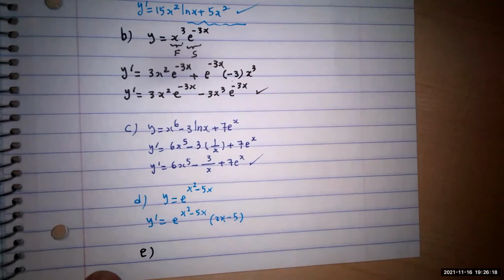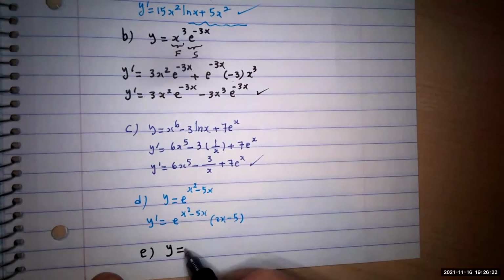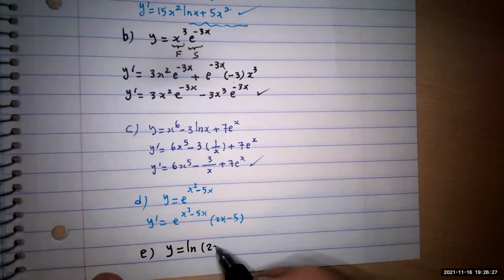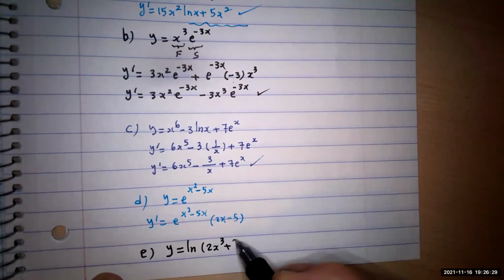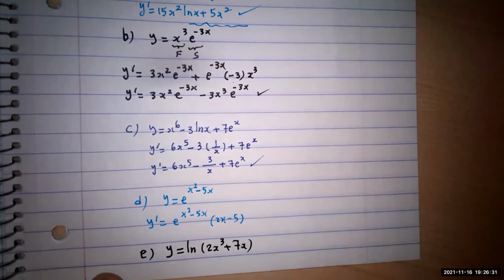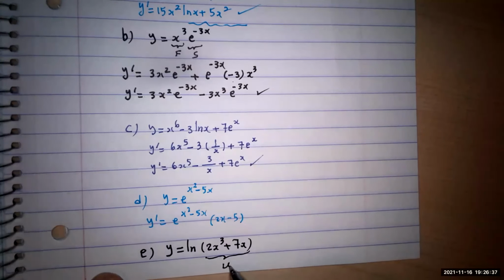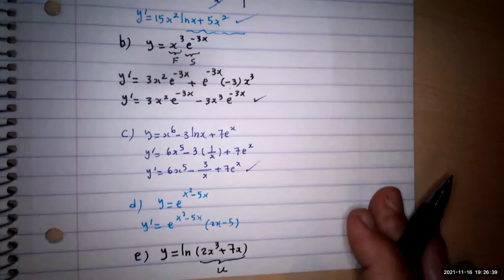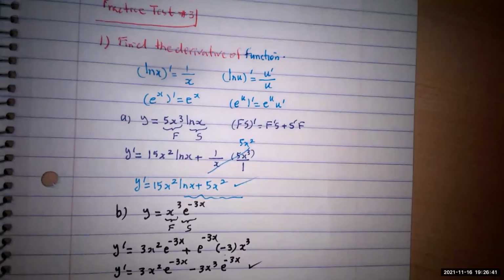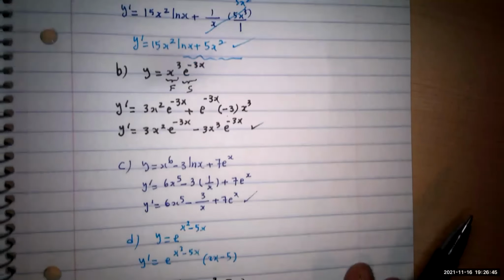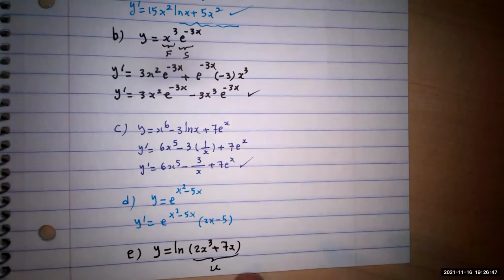is just the chain rule for the ln function, y equal to ln of what? 2x cubed plus 7x. Again, it's not the ln of x, so it's a kind of ln of u. The derivative of ln u is u prime over u, u prime over u. So this is how we're going to apply that formula. So I write it down over here.